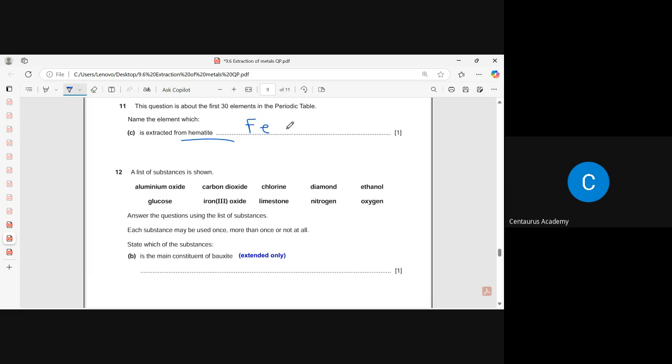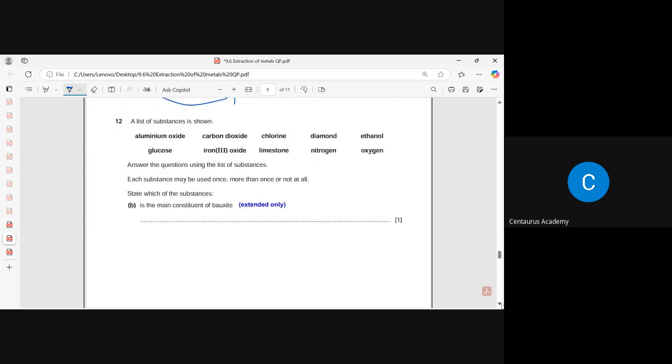Supposing anybody mentions iron here, this is actually not technically correct. Why? Because they asked you to write the name of it. They didn't ask for the chemical symbol of it. So please mention names when names are asked. Mention chemical symbols when chemical symbols are asked. If you are mentioning both, then both must be correct.